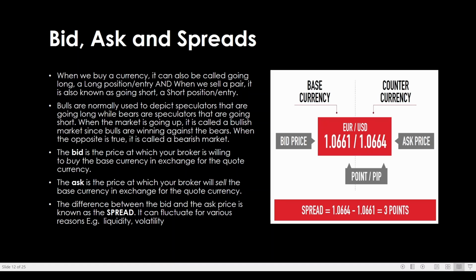All right. So let's talk a little bit about some terms that surround buying and selling of currency pairs. You hear traders say, I'm going long, or I have a long position, I have a long entry. What are they talking about? It's simply synonymous for saying, I have bought a currency pair. So if you hear a trader say, I'm long Euro USD, they've simply bought Euro USD. The opposite is also true. When you hear a trader say, I'm short Euro USD, or I have a short position, or I have a short entry, what they're simply saying is they have sold a pair.